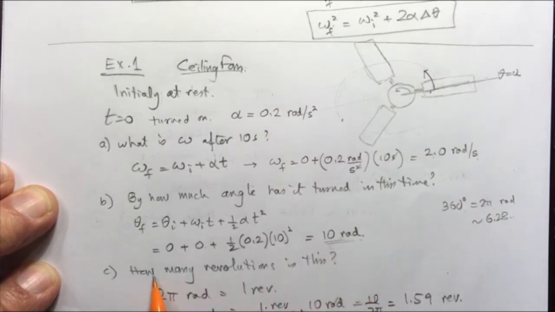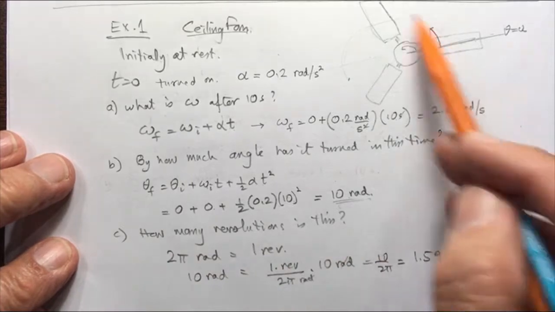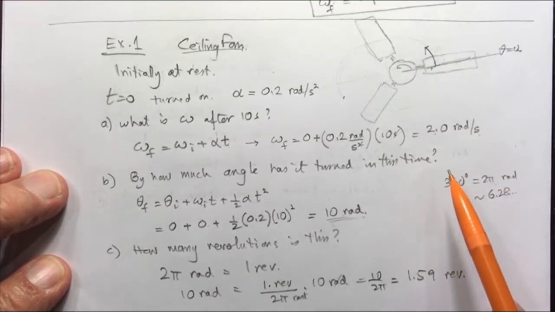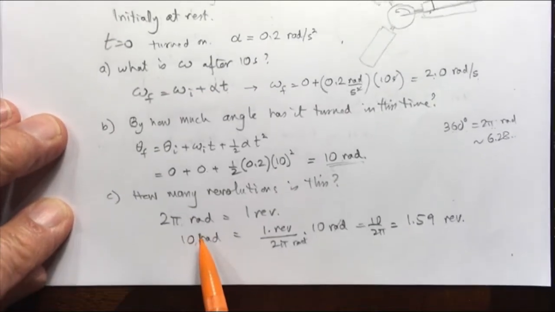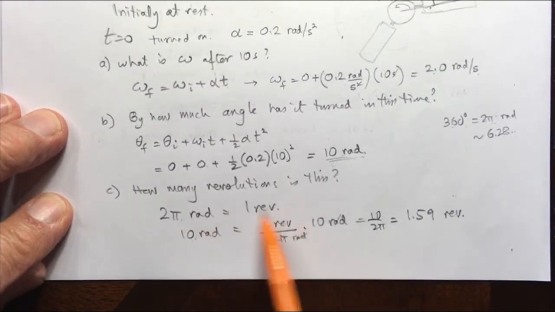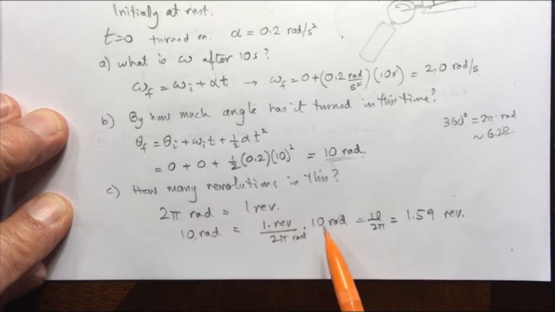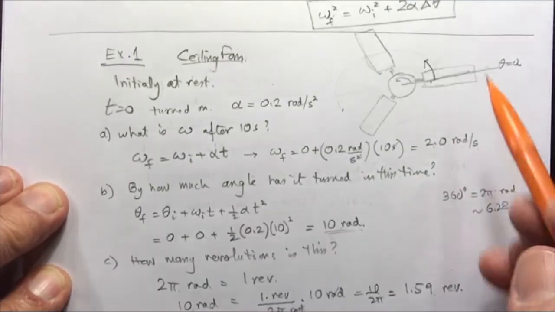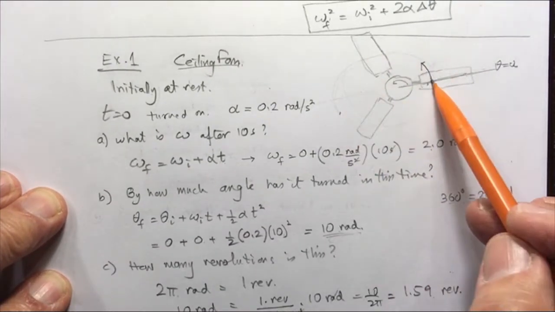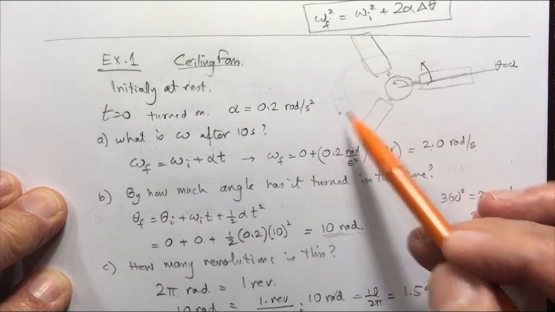So the next thing is, well, how many revolutions did it make? How many times did it make complete circles? So we know that 2 pi radians is 1 revolution, or 1 complete circle is 360 degrees, which is 2 pi radians. So 10 radians would be 1 revolution over 2 pi times 10. The radians would cancel, we get revolutions, 1.59. So that means that it makes 1 complete and half and a bit more than that.